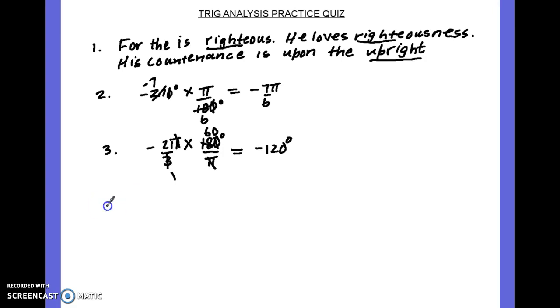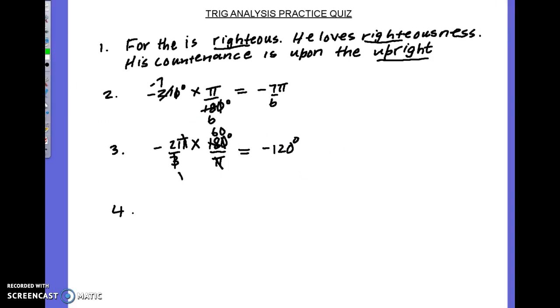Number 4. Number 4 here, we're going to do some circular motion. Now it says find the distance S moved by the second hand of a clock when it rotates through an angle of 270 degrees if the length of the second hand is 7 inches. So, quick sketch here. Let me make it a little bit nicer than I would if I just did it freehand.